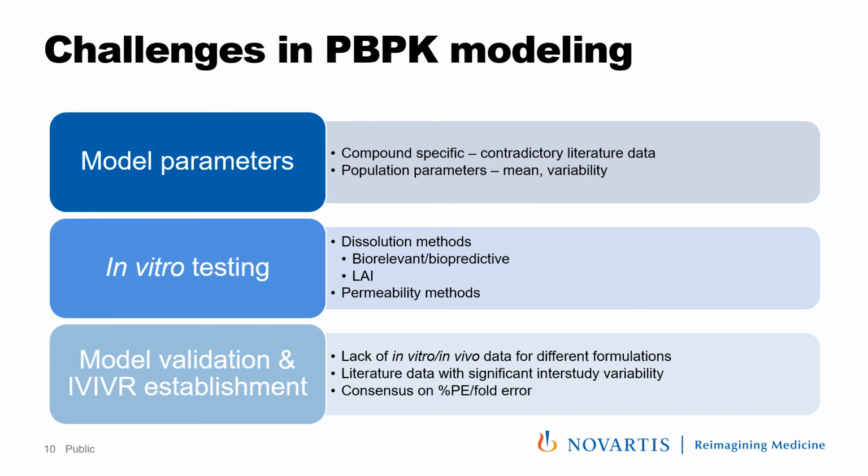What challenges do we face during development of PBPK models? Sometimes we struggle with selection of appropriate model parameters. For example, when there are multiple significantly different data for compound-specific parameters, one has to decide which to use, make some in-house measurements or parameter sensitivity analysis. Also, with regards to population physiological parameters, due to high variability in the gastrointestinal tract, there are still questions which mean values and what variability should be used.